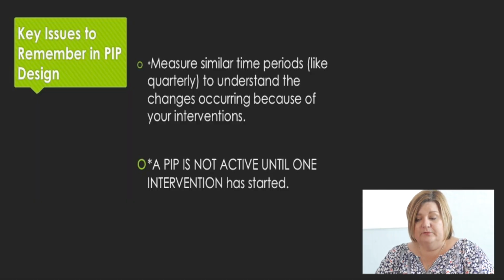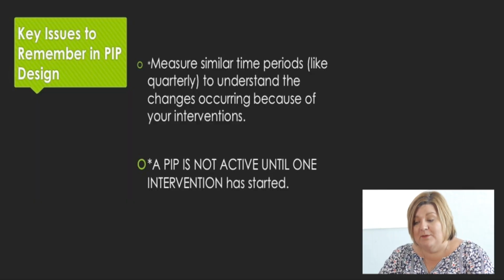The goal, and what is required in the state of California, is that each DMC ODS or mental health plan have 2 active and ongoing PIPs when we come to do a site visit. To have those active and ongoing PIPs, they need to have an intervention that is in place and being started. Another key issue is to measure similar time periods, like a quarterly measurement, so you can understand the changes occurring because of the interventions.